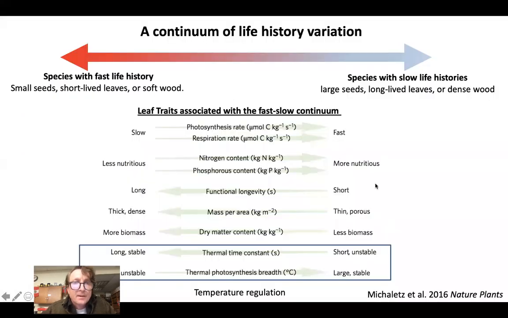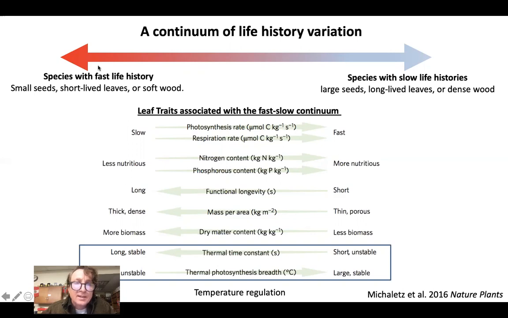Okay? All right, so here is an attempt to put species along this fast-slow continuum. If you're going to be working in Sean Michelitz's group, he's likely going to talk a little bit more detail about this. And so we can take a series of different leaf traits, such as photosynthetic rate, respiration rate, nitrogen and phosphorus content, how long a leaf lives, measurements like the specific leaf area, but also these more thermal performance measurements, and relate them to this fast-slow continuum, okay?